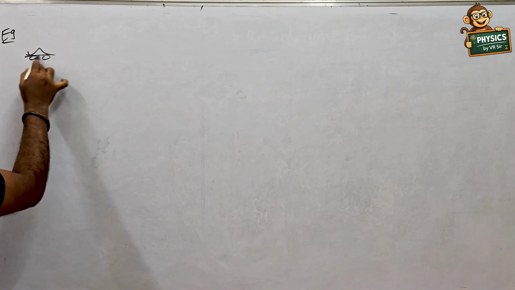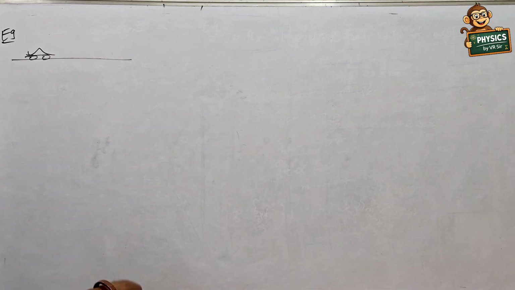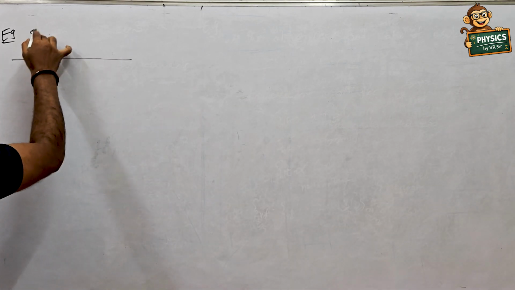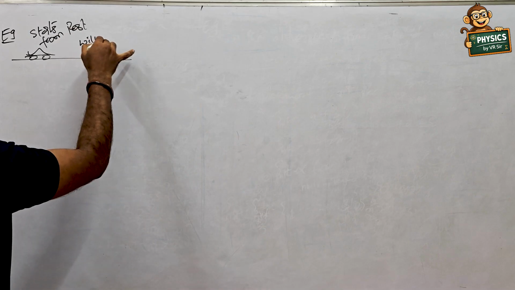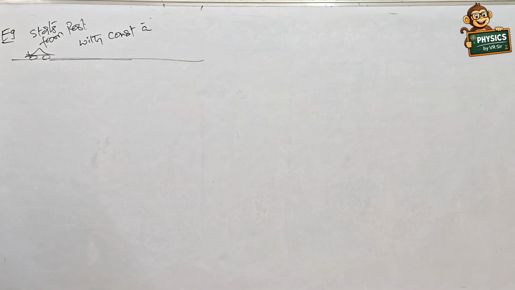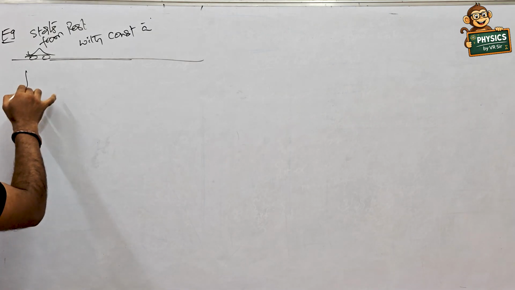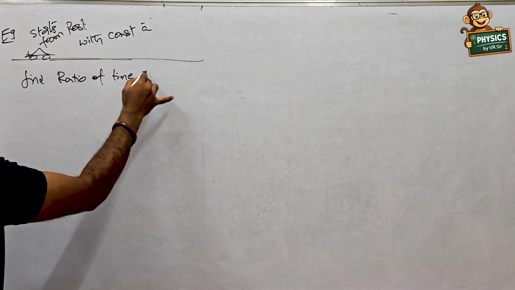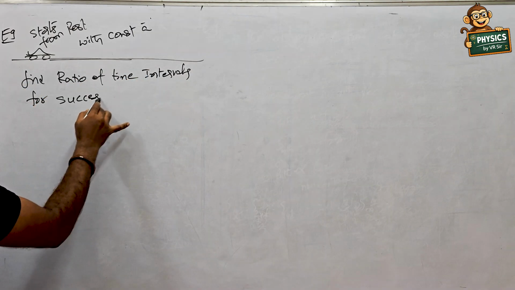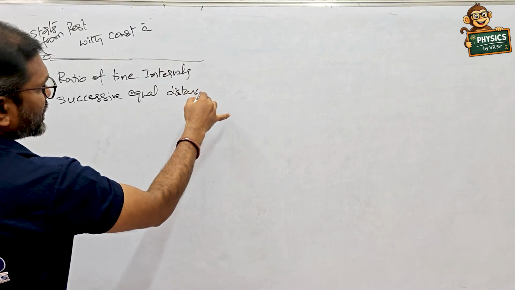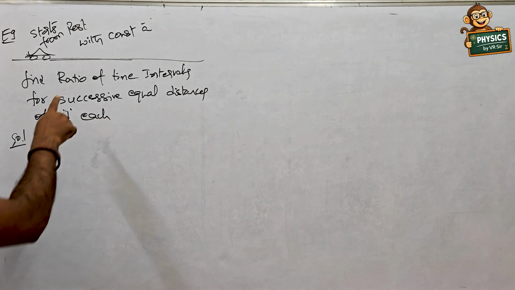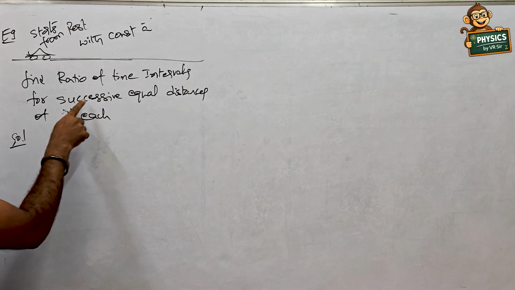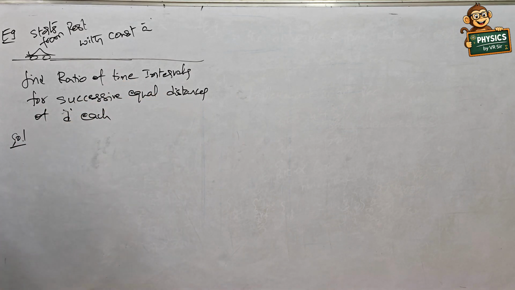Now the next example. Of course, the conditions are the same as in the previous case we discussed. It starts from rest, moving with a constant acceleration, and they are asking us to find the ratio of time intervals for successive equal distances of d each. This is the question. Find the ratio of time intervals for successive equal distances of d each.